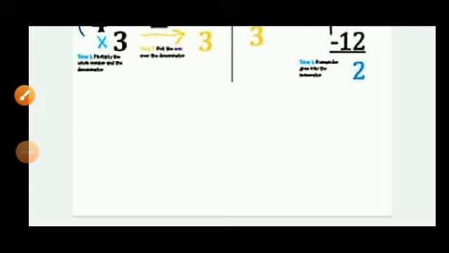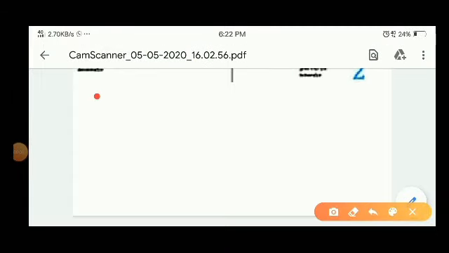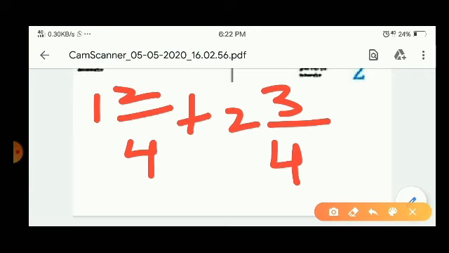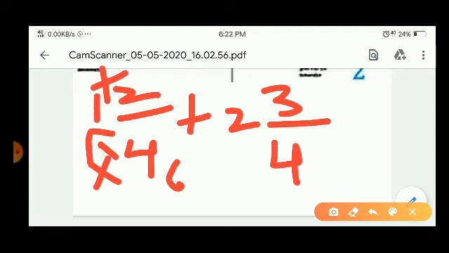Guys, now let's take an example. 1 2 upon 4, you have to add it with 2 3 upon 4. So now you can see these are mixed fractions. We have to convert them into improper fractions. So how will we convert? 4 multiplied by 1, right? 4 1s are 4 plus 2, that is 6. So 1 2 upon 4 is equal to 6 upon 4.